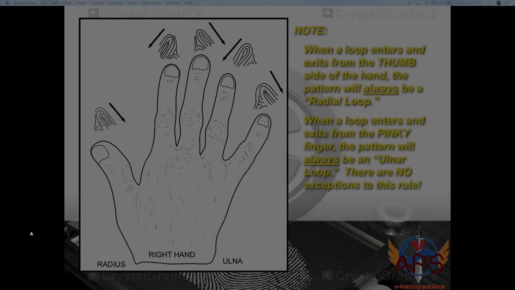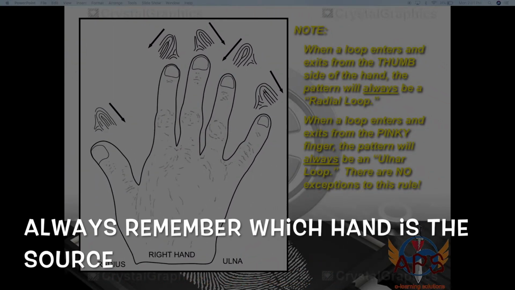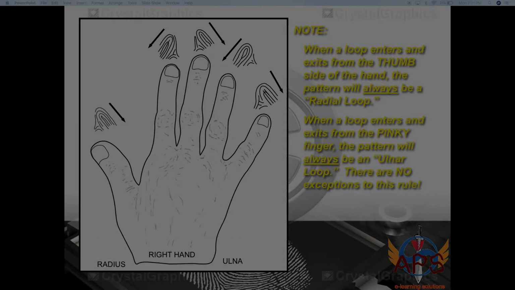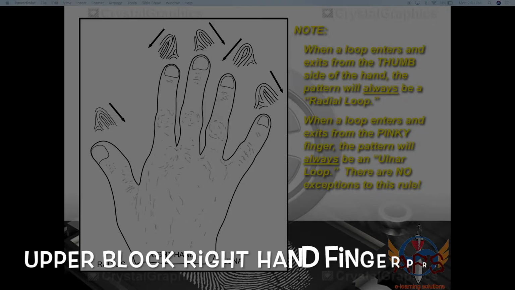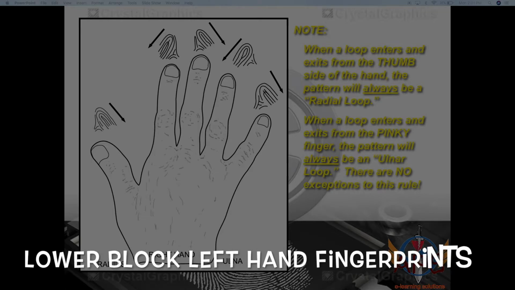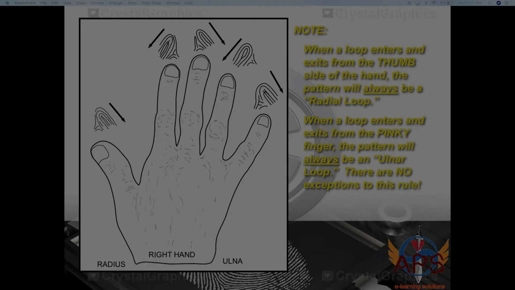Okay, so remember this technique of determining the flow of ridges. Use your right hand for determining the flow of ridges for the patterns seen on the upper block, or the right hand. And for the lower block, which is fingerprints from your left hand, you also use your left hand as the reference hand.